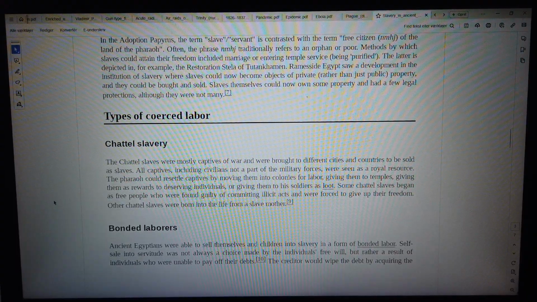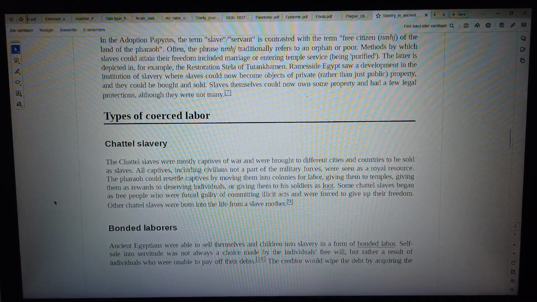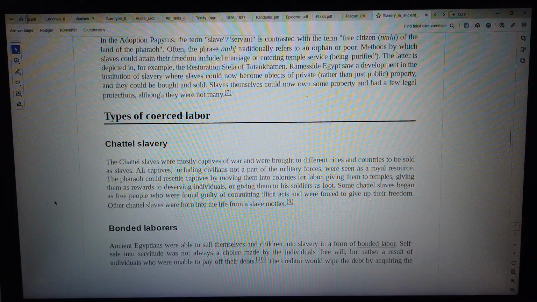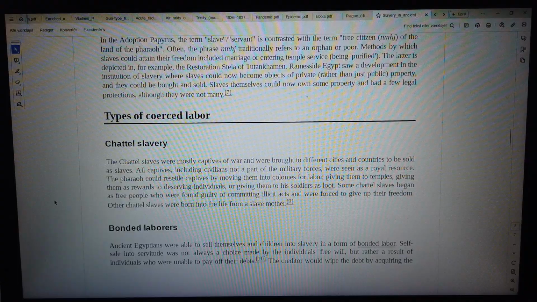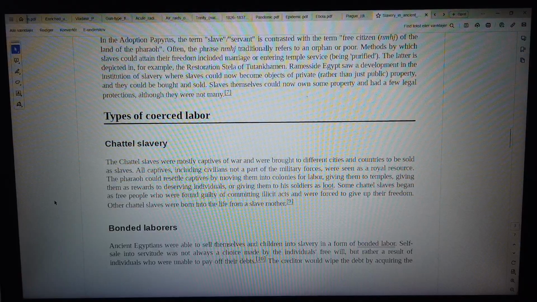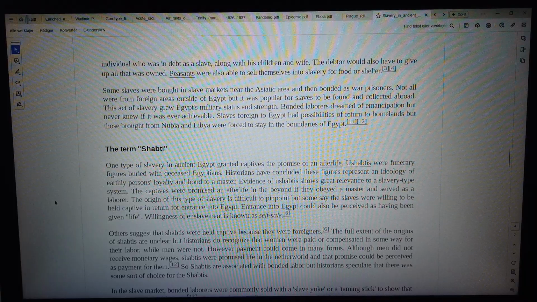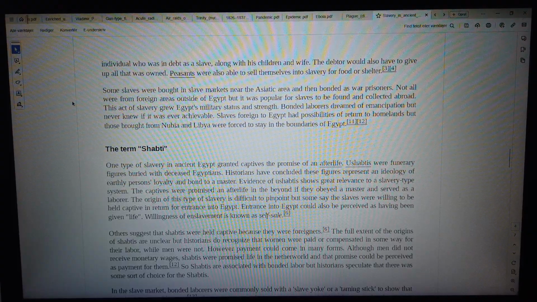Bonded laborers. Ancient Egyptians were able to sell themselves and children into slavery in a form of bonded labor. Self-sale into servitude was not always a choice made by the individual's free will, but rather a result of individuals who were unable to pay off their debts. The creditor would wipe the debt by acquiring the individual who was in debt as a slave, along with his children and wife. The debtor would also have to give up all that was owned. Peasants were also able to sell themselves into slavery for food or shelter.